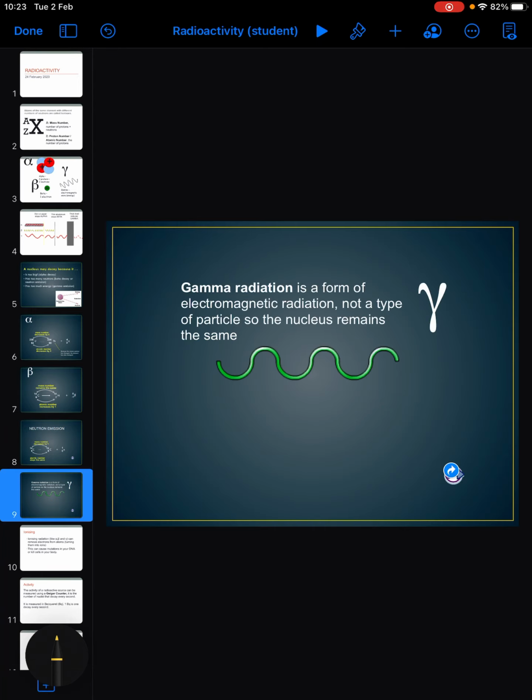Gamma emission, nothing happens to the nucleus other than the fact there is less energy. That's it. So gamma emission is done when the nucleus is what we call metastable, and it has too much energy. It will release that energy as a gamma photon.